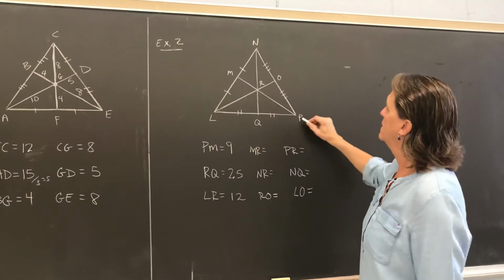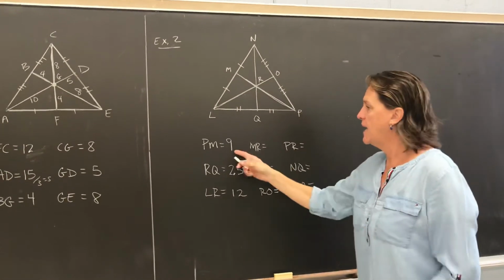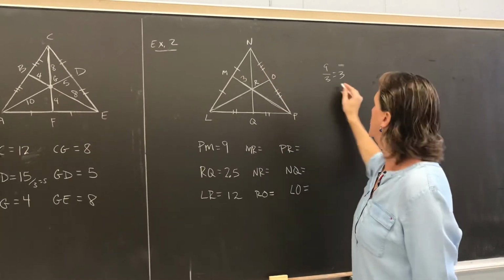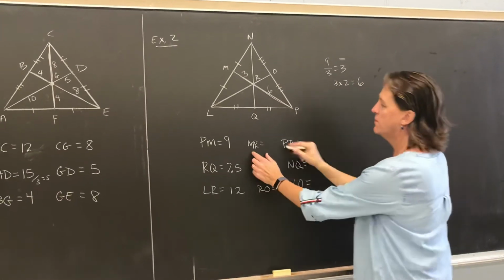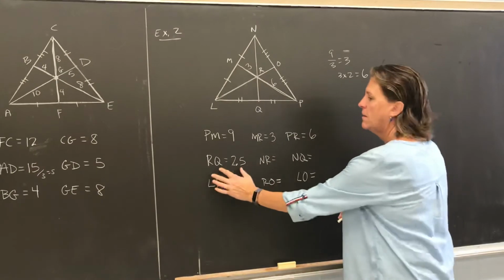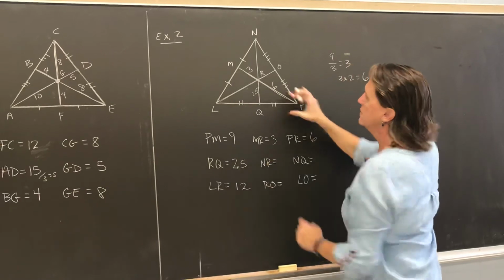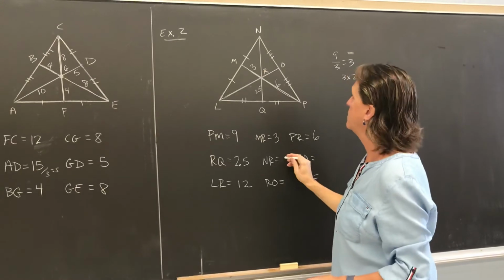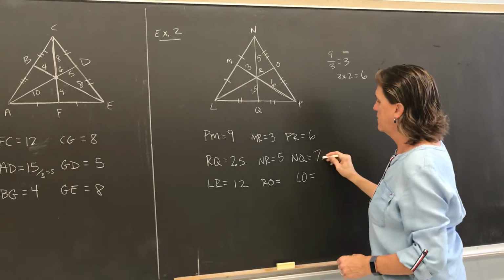So PM is 9. So I have this whole thing, so I have the whole, divide by 3. 9 divided by 3 is 3, so that's the short one. And then you take it times 2 to get the long. And then you just go back and fill these in. That'll be 3, that'll be 6. You following? RQ. 2.5, so that's this segment here. So that's the short. If I have the short, double it for the long, so that would be 5, okay? And then NQ, the whole thing, is 7.5.